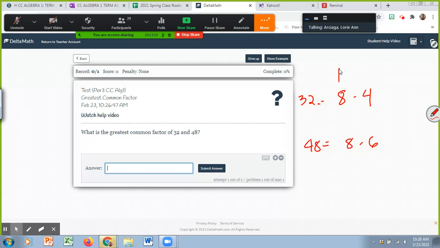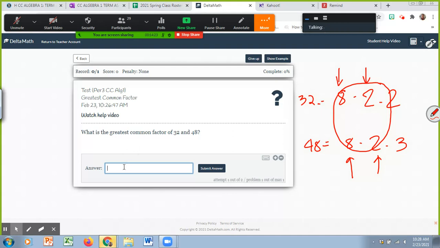Okay, so 8 is a good guess, but 4 and 6 are not primes yet. So you can still break down 4 into what? 2 times 2, right? And then you can still break down 6 into 2 times 3. So 8 is common. What else is common? 2, right? So what will be the common factor? It's going to be 8 times 2, which is 16. So that's going to be the first answer. Very good, Anna. Let's keep going.